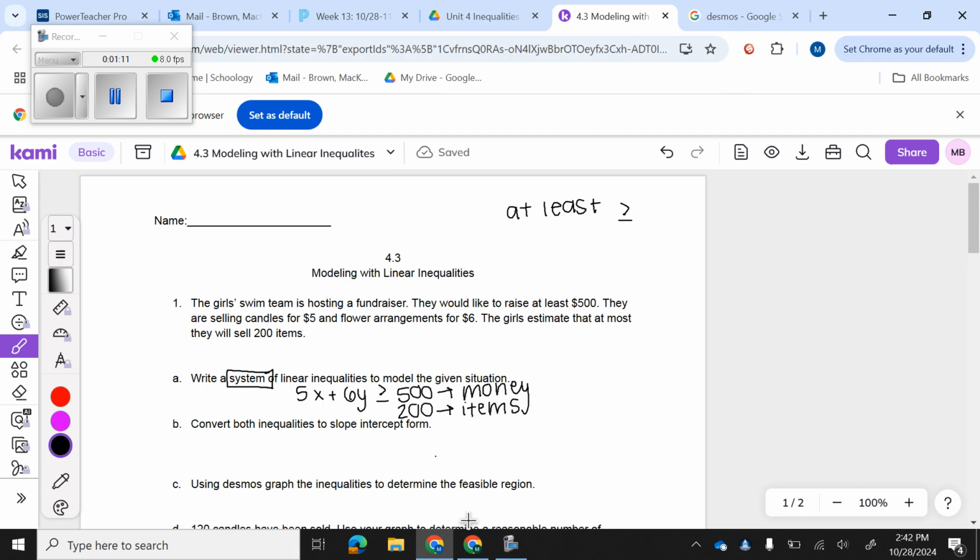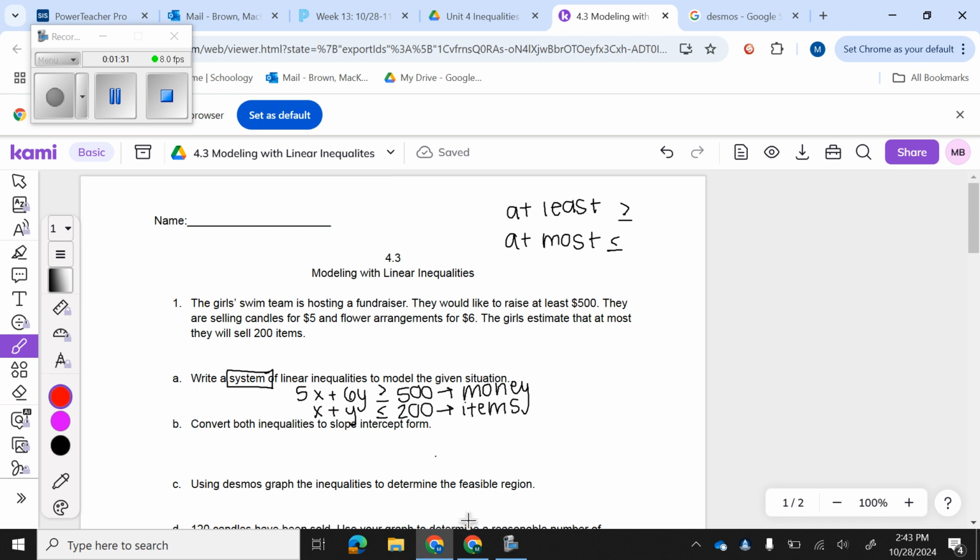All right? My second is just about items. Well, the only two items are candles and flowers. So we're going to have x plus y, and they will sell at most. Okay, that means they can't go over it, so that's going to be less than or equal to 200. Now it wants me to get both of these to slope-intercept form so we can graph them.